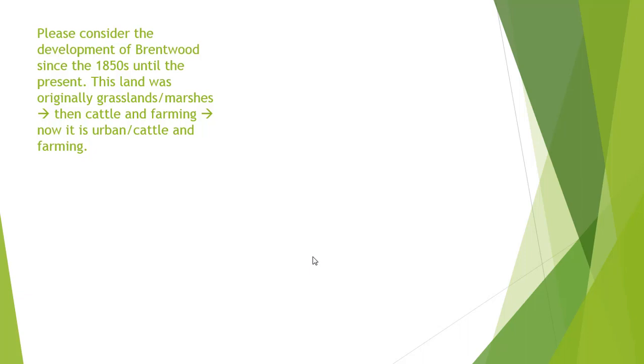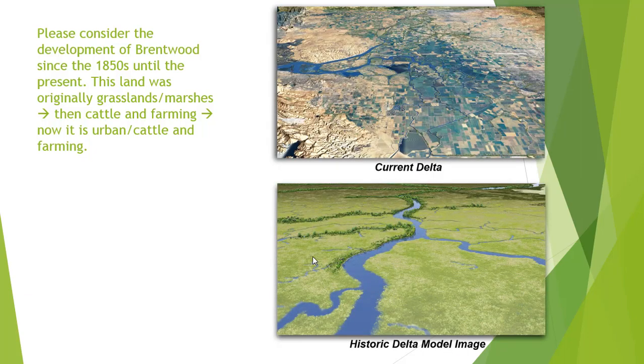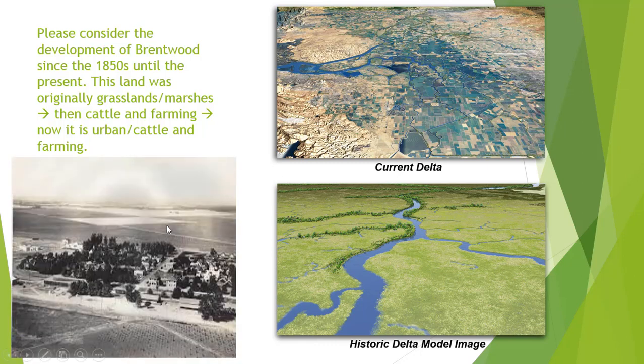Please consider the development of the Brentwood area since the 1850s until the present. The land was originally grassland, marshes, then cattle. So originally, the land around this area looked like this: grassland, delta. It would flood in the summer, so we'd have a lot of native grasses and tules. And this is what it looks like now. Okay, and this is in between. So originally it was grassland, and then came cattle and farming, and now we have cattle, farming, and urban. We have people living here also.